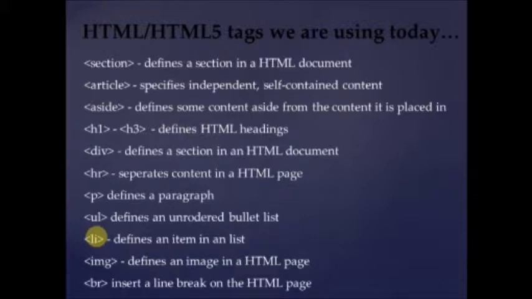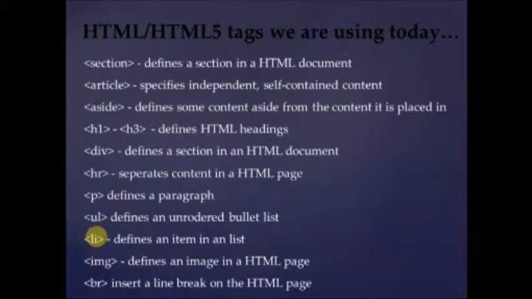We'll be using our H1 and H3 tags, and this will define some of our headings here. We'll also be using a div tag, and again, this div tag sections off content within the document. Our HR tag divides content in the page, so it uses a line just to separate content. Our P tag defines a paragraph. Our UL defines an unordered bullet list there. Oh, we kind of spelled unordered wrong, but yeah, it defines an unordered bullet list. And LI defines the items that will be in this unordered list.